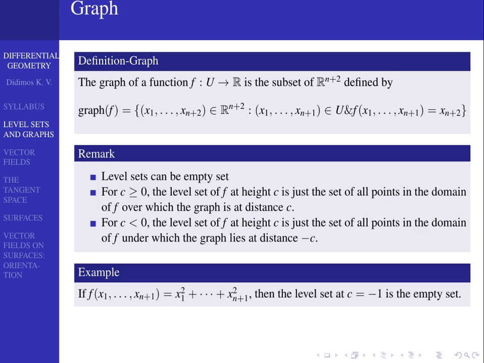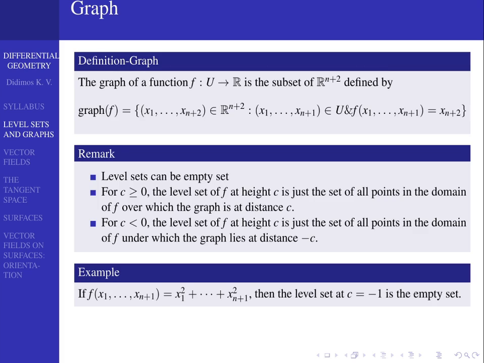x_{n+1} should be an element of U with the property that f(x1, x2, etc., xn+1) is equal to x_{n+2}. Okay, this is the definition of graph. Then these are some properties of graph and level sets. Level set can be empty.